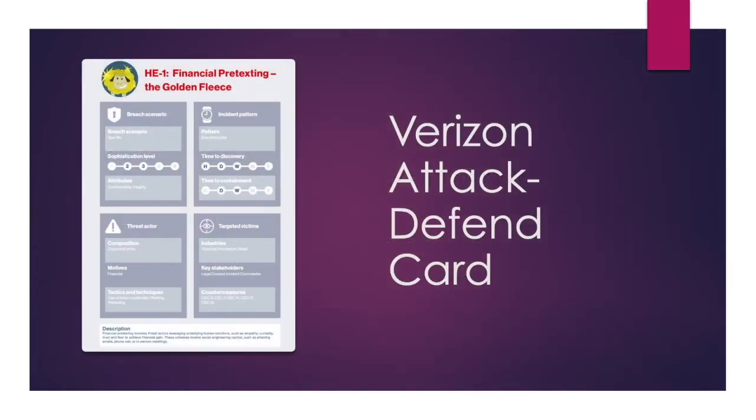Now, this was one of the less sophisticated examples, as illustrated by a thing called the Attack Defend card, which they use in the 2017 edition. And this is why I went back to the 2017 one, because I quite like these cards. They have a kind of top trumps approach, which I think the students would quite like. And it details what was the scenario, how long did it take to happen, who were the rogues involved, and who was the target.